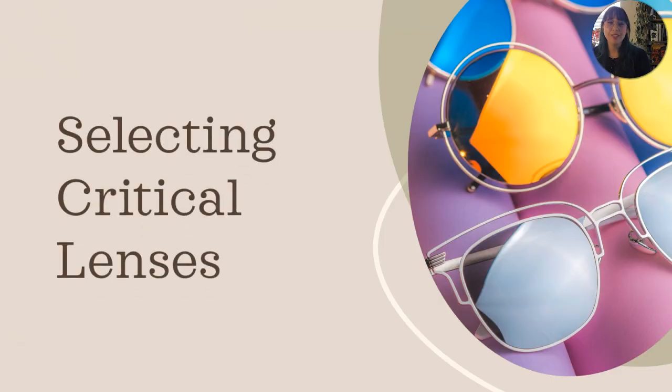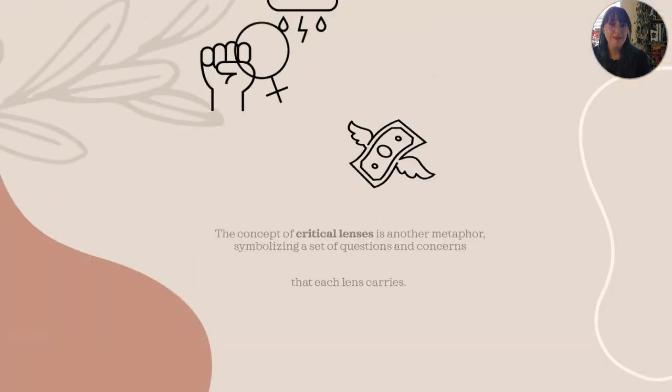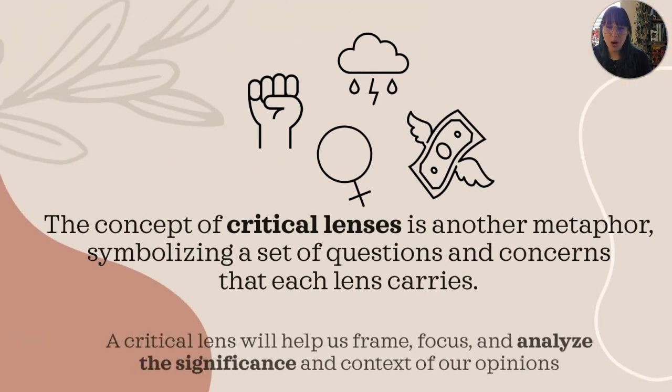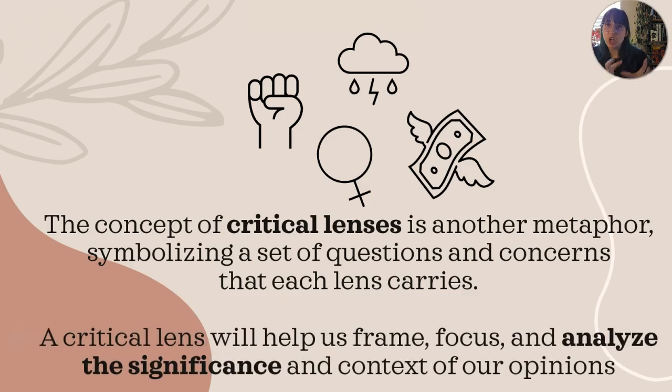Now it's time to jump in. We're going to look at selecting critical lenses, context lenses. As we've seen before, it's another metaphor: each context lens, each critical lens, is a metaphor that symbolizes a set of questions and concerns that each of those lenses carries with it. A critical lens is a valuable tool because it helps you frame, focus, and analyze the significance and the context and impact of your opinions and the other opinions that you include eventually during the research process.